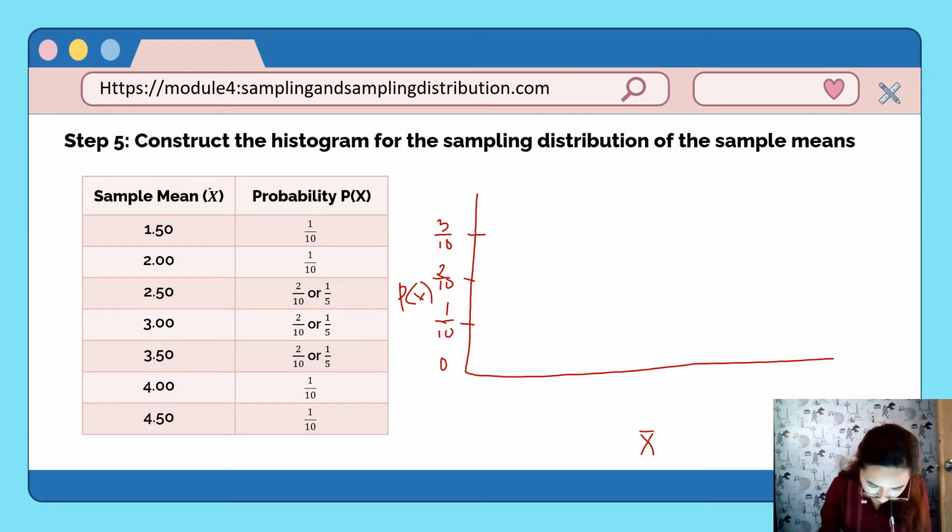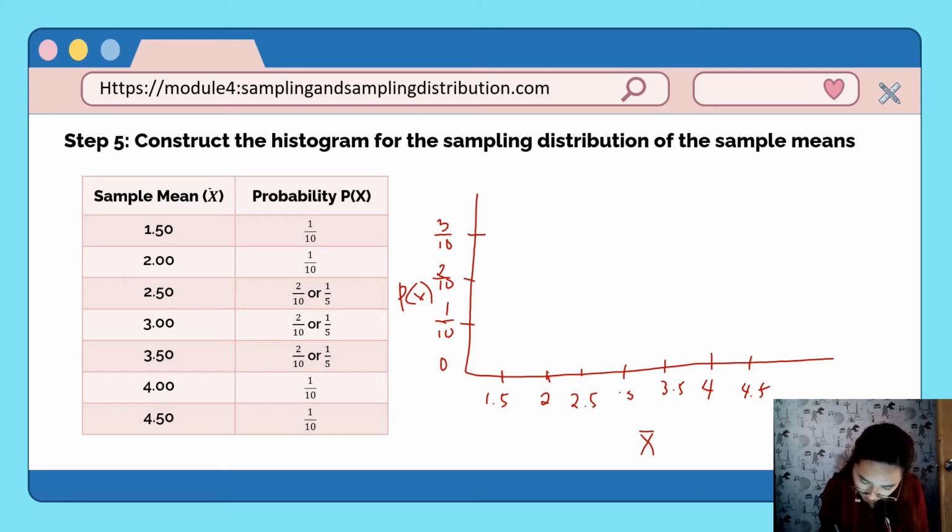So, we have, parehas lang naman silang 0.5, no? Start natin na lang sa 1.5. 1.5, 2, 2.5. Dapat same-same yung spaces niya. Sorry. Then we have 3, 3.5, 4, then 4.5. Ayan. Let's say, same-same po yung distance nila. Medyo nahihirapan kasi ako dito.